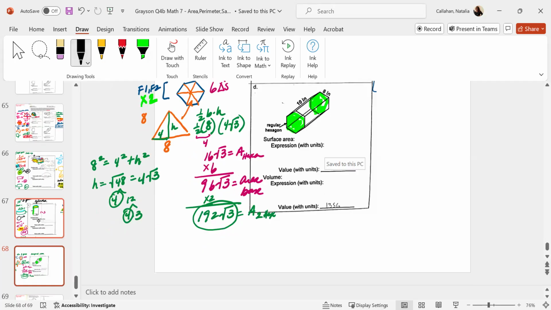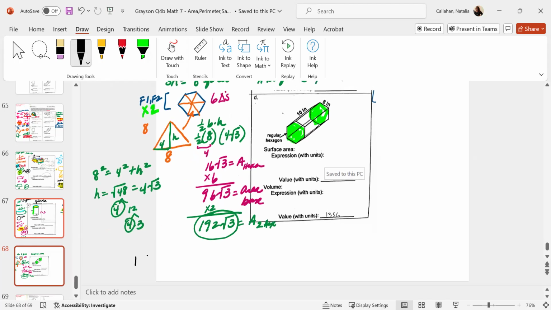What is going to be face 3? So this is now going to be face 3, 4, 5, 6, 7, 8. Right? And it's a bunch of rectangles, right? How many rectangles are there?